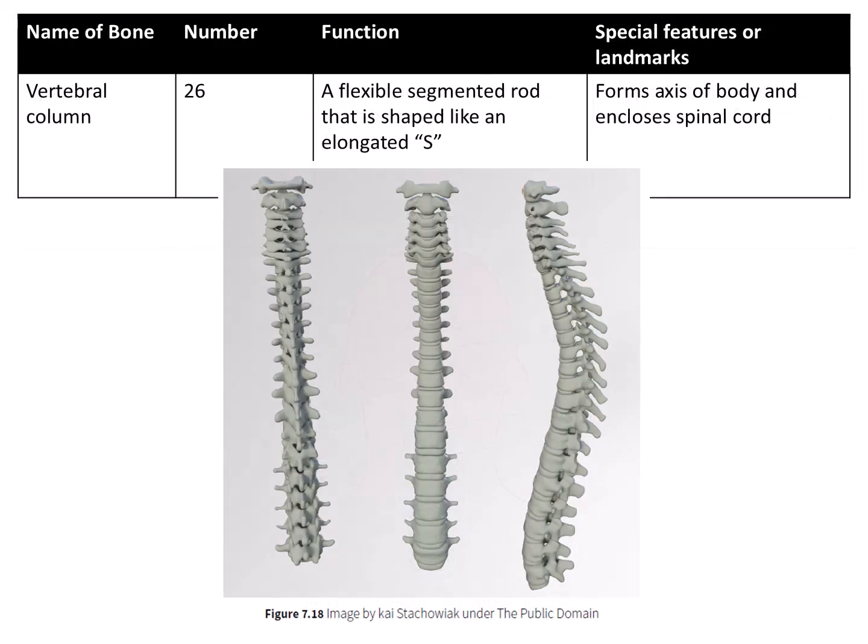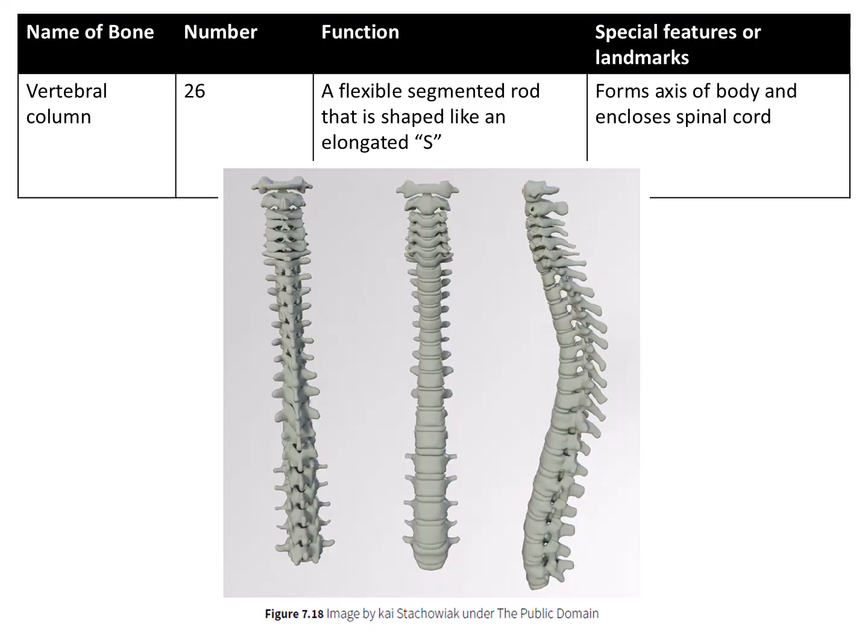The vertebral column consists of 26 vertebrae. They are grouped into regions. The cervical region is in the neck. The thoracic region is related to the thoracic cavity. The lumbar region is the lower back. The sacrum represents 5 fused vertebrae, and lastly, the coccyx is 3 to 5 fused vertebrae. There are 7 cervical vertebrae, 12 thoracic vertebrae, and 5 lumbar vertebrae.